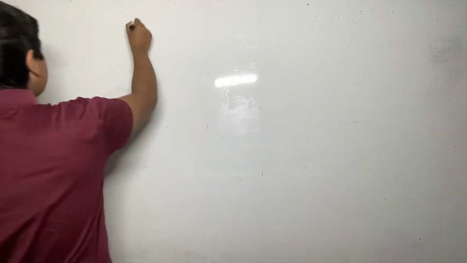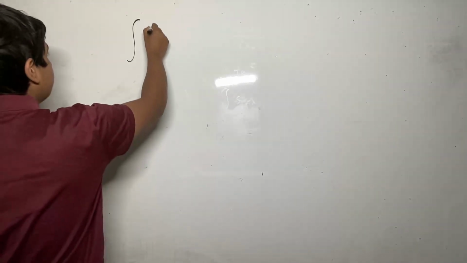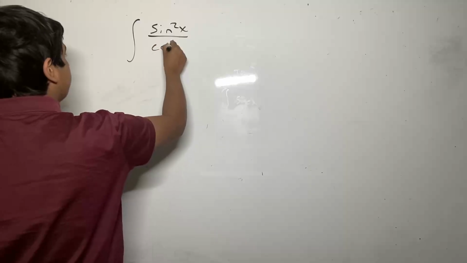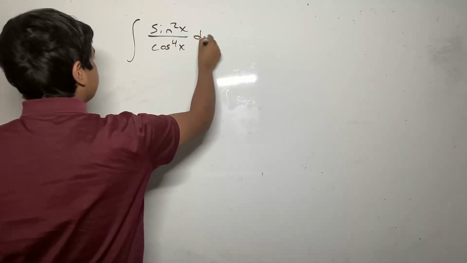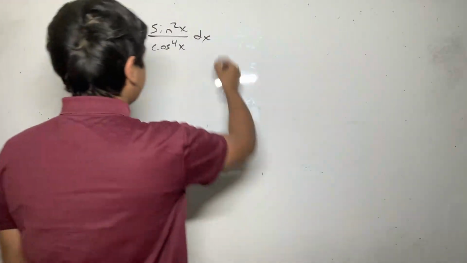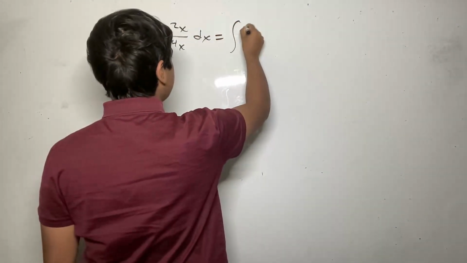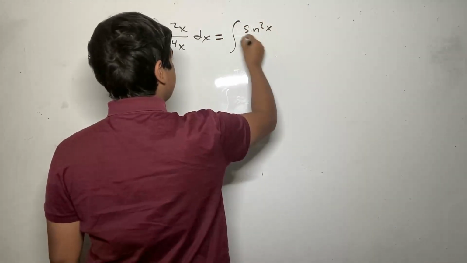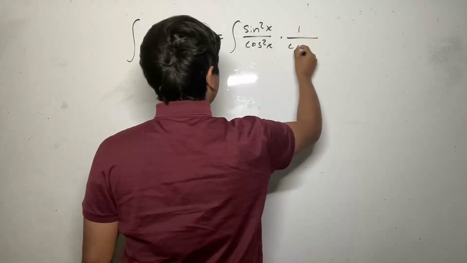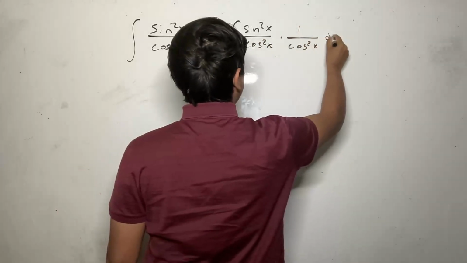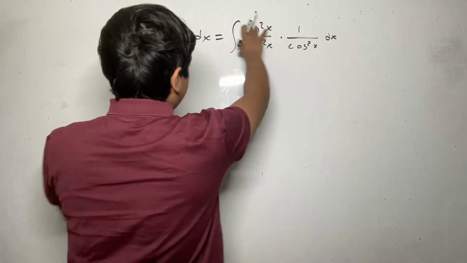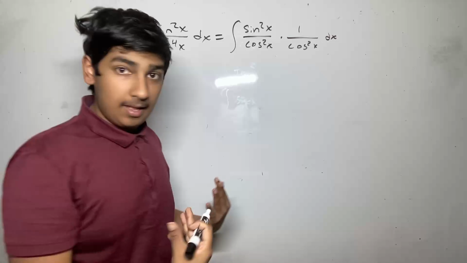But the integral is the indefinite integral of sine squared of x over cosine to the fourth of x dx. Okay, and so now I'm just going to be using some trig identities, and I'm going to rewrite this as the integral of sine squared of x over cosine squared of x times 1 over cosine squared of x dx. Again, I didn't do any trig identities yet. I'm just splitting this off into two separate factors so that I can then apply some trig identities.